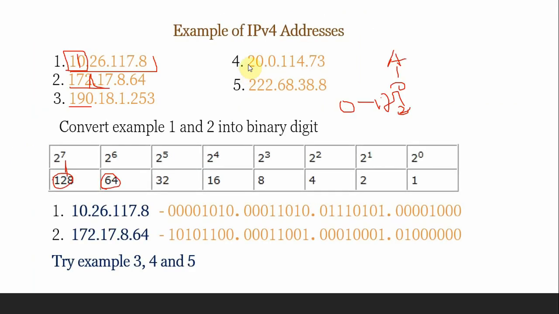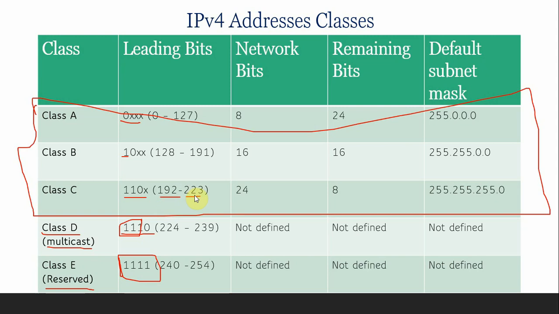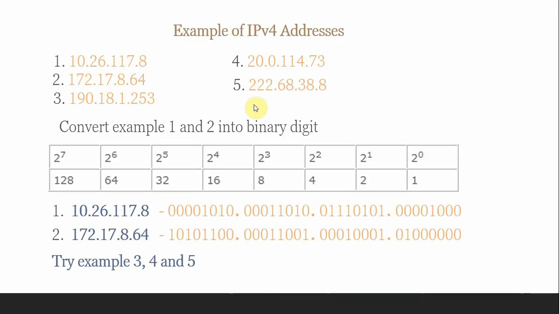Then number 4, which is definitely class A. And let's look at the 222 here. Let's see which class it will fall in. The 222 is going to fall under class C. So it means that this particular address is in class C.